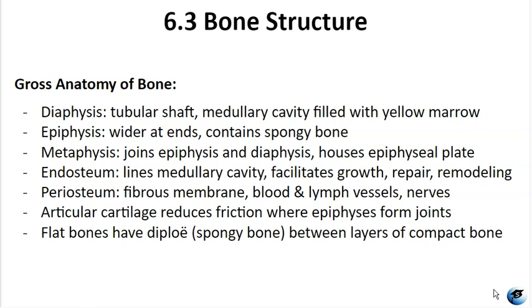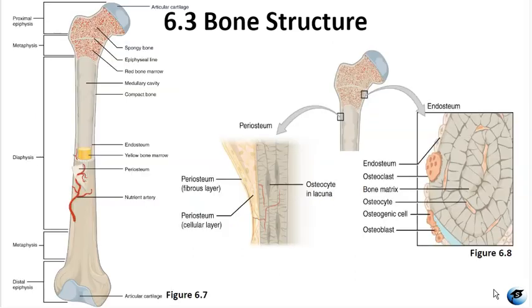The nutrient foramen aids bone growth by allowing blood vessel access into the shaft, sustaining bone health with accompanying arteries and veins. Flat bones, like those in the cranium, incorporate spongy bone between layers of compact bone, providing enhanced protection for the internal organs. Figures 6.7 and 6.8 show the gross anatomy of a typical long bone.